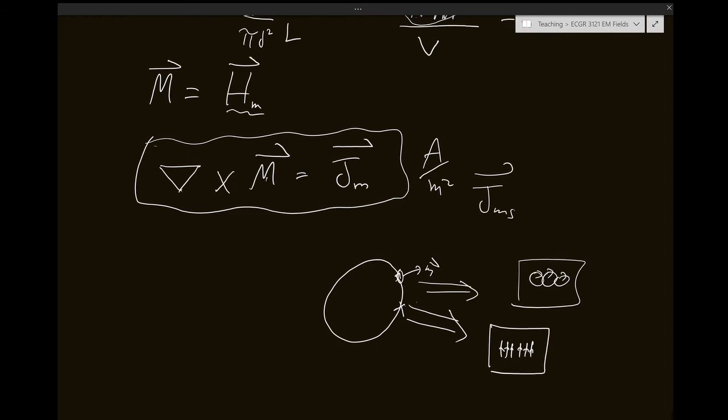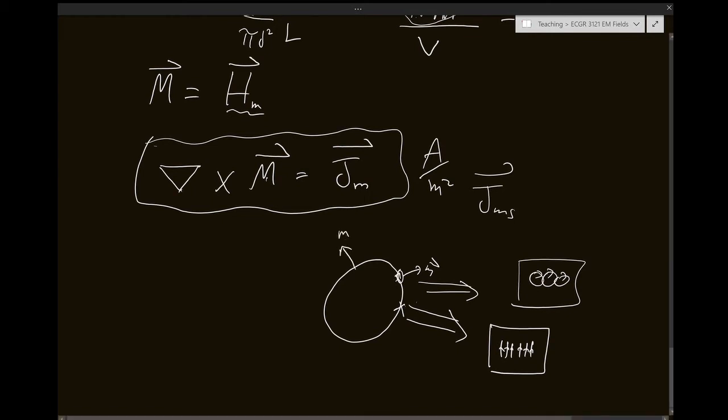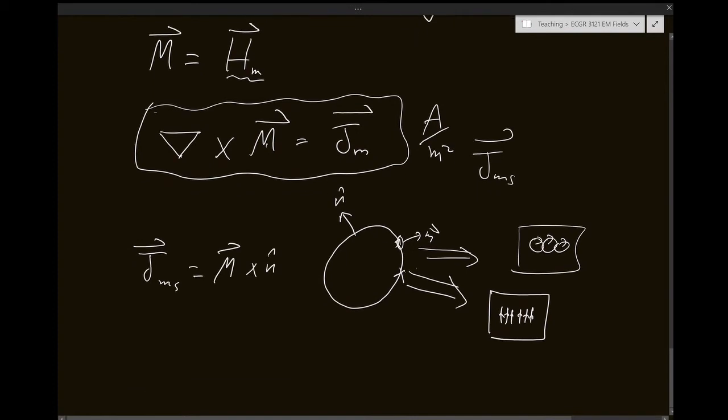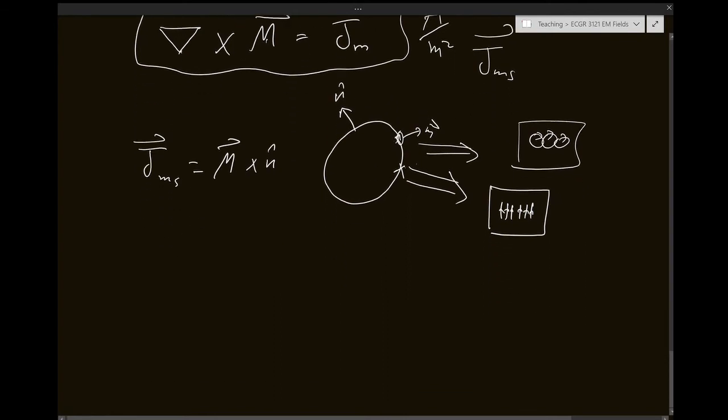It's easy now to see when a surface current density arises. It arises when M is 90 degrees with respect to the surface normal vector. Only then does a surface current density arise, and we can write it as M cross N hat, very similar to the case with polarization. So this is what we got. This is very easy to deduce, and we end up with those two expressions.